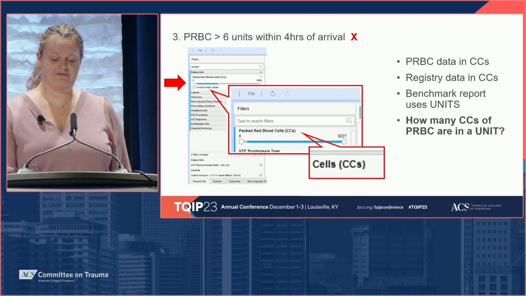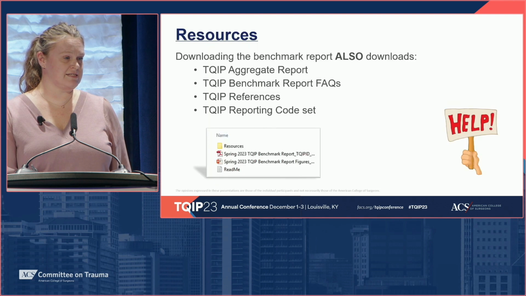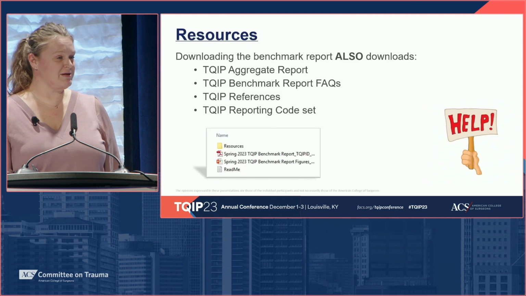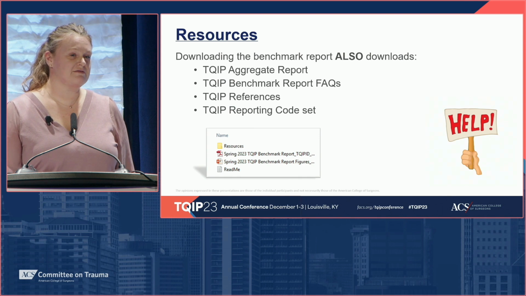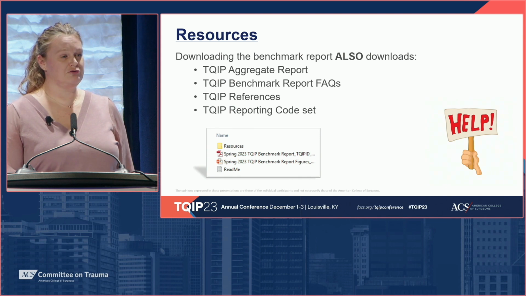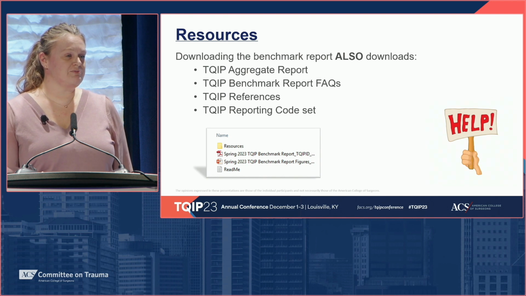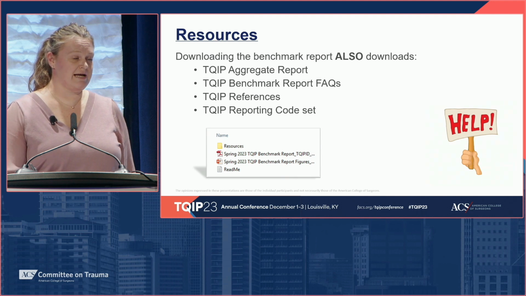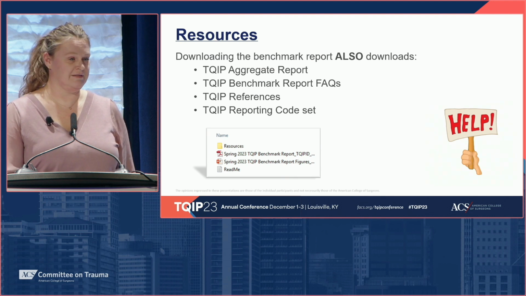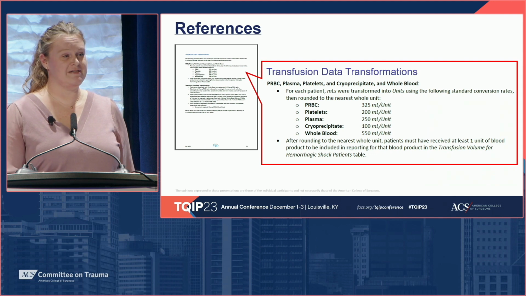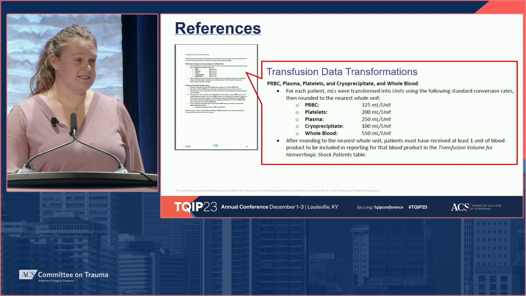So I went searching for answers in the resources files. And as Amy just mentioned, the resources files automatically download when you download your benchmark report. They include the aggregate report, benchmark report FAQs, references, and the reporting code set. Now, chances are, if you have a question about your benchmark report, the answer is going to lie in one of these files. And sure enough, in the references file, we found the transfusion data transformations.